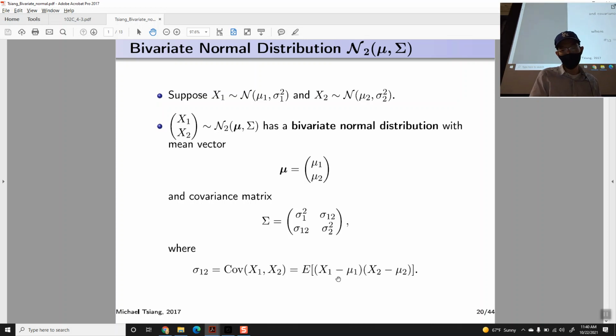So the expected value of, basically, how much is the difference between x1 and mu1? If that's positive or negative, compare that to the difference between x2 and mu2, and what's the expected value there. So that's the covariance.